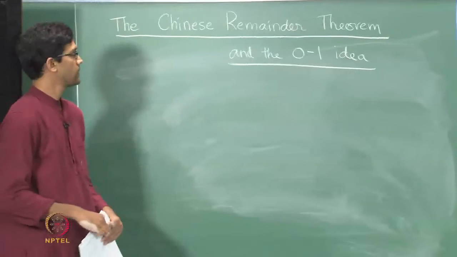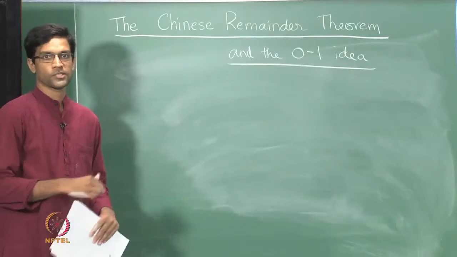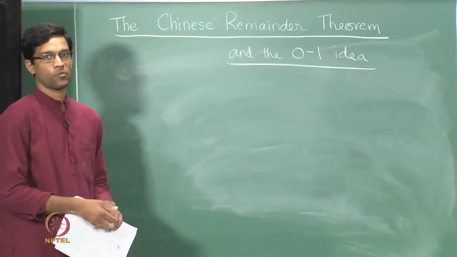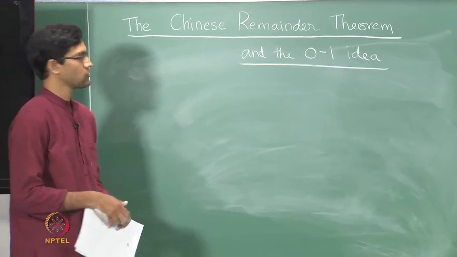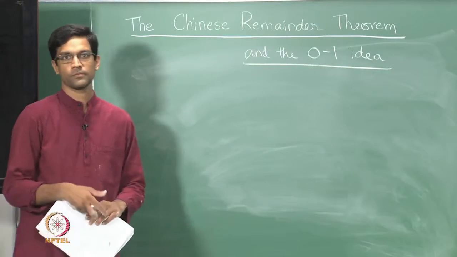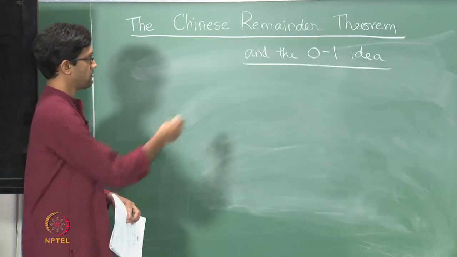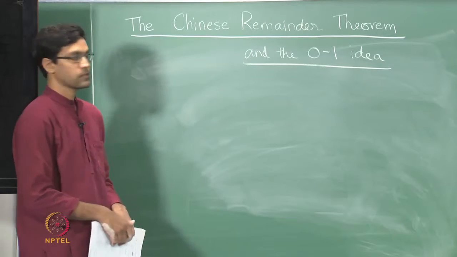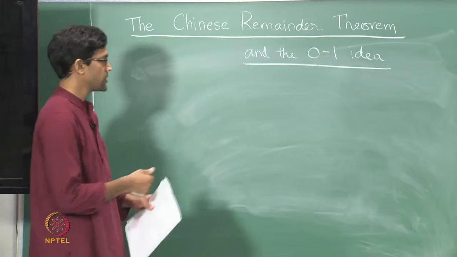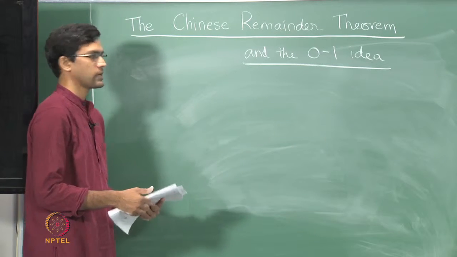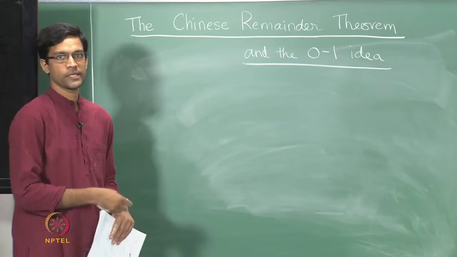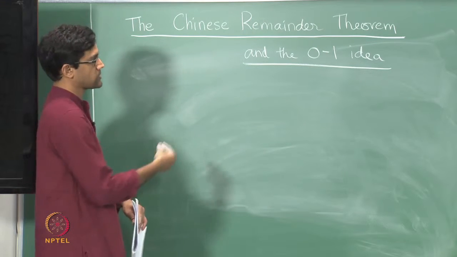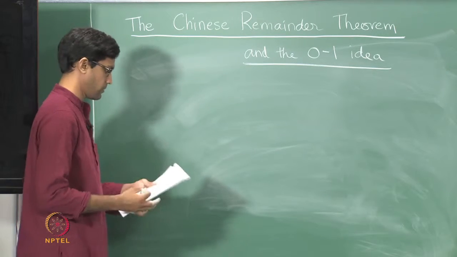Okay, so this time we'll talk about the Chinese remainder theorem again, but with a somewhat more constructive approach which allows us to systematically find a solution. I've now titled it the Chinese remainder theorem and the 0-1 idea. We'll see in a minute that the 0-1 idea that we have looked at in various different contexts also has a nice application in this particular problem.